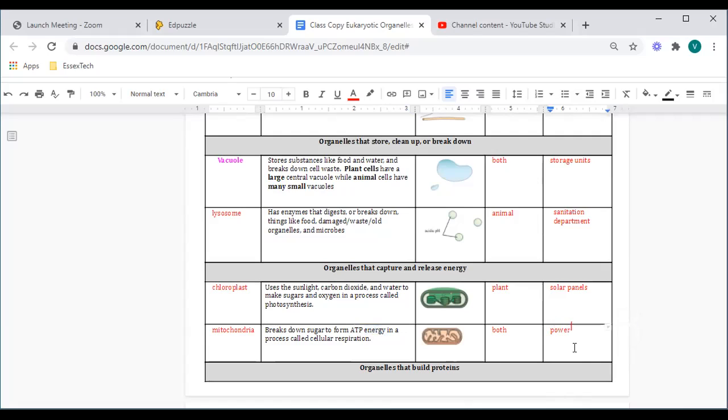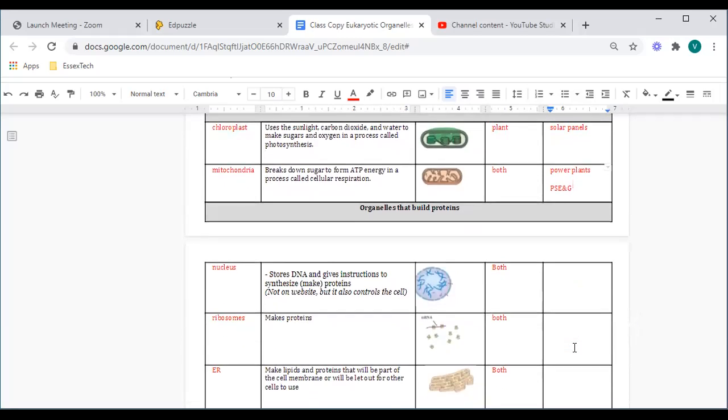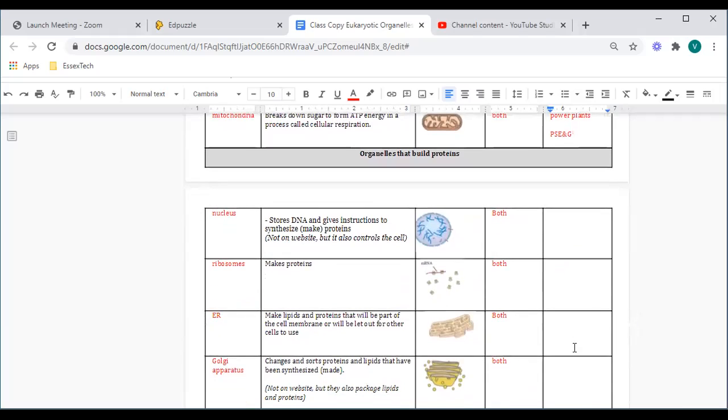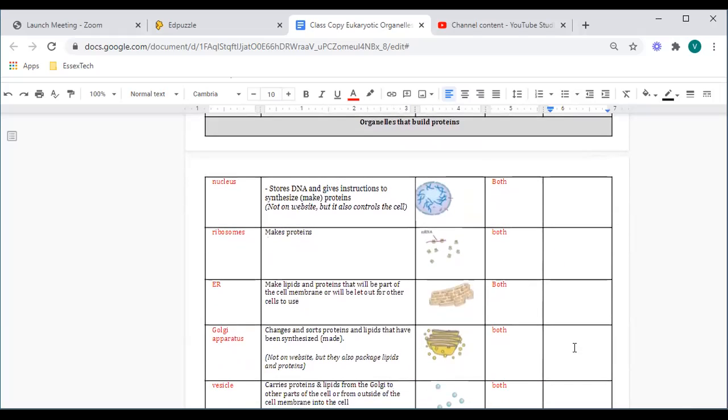Well, we can take a look at power plants. Power plants help to get that energy. And we can also see, I'm sure you've seen this, some of the adults in your home might pay a company called PSEG, and that company helps to get that energy into the homes or apartments or buildings and schools. All right. Now let's take a look at organelles that build proteins.